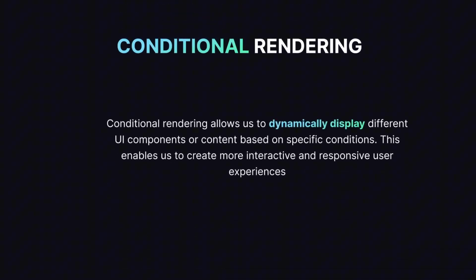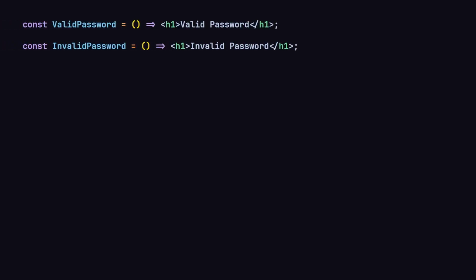So conditional rendering allows us to dynamically display different UI component or content based on a specific condition. This enables us to create more interactive and responsive user experiences. So there are a few ways to conditionally render our UI. The first way is to just use the if and else statement, and also we have another ways like using the ternary and also the AND operator. So now let's talk about the first one, which is the if and else statement.